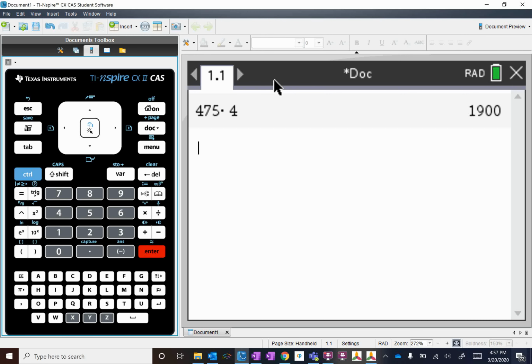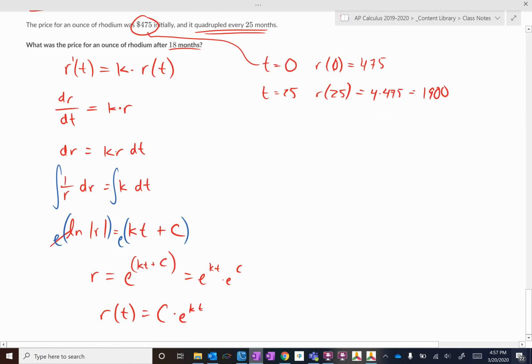Good. So we know we have 1900 is the price of rhodium after 25 months. So just right now we can say for sure that 18 months is somewhere between there. So we know the price is going to be somewhere between 475 and 1900. What we want to do now is figure out exactly what that price will be.